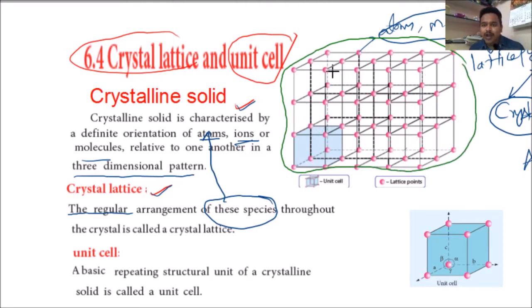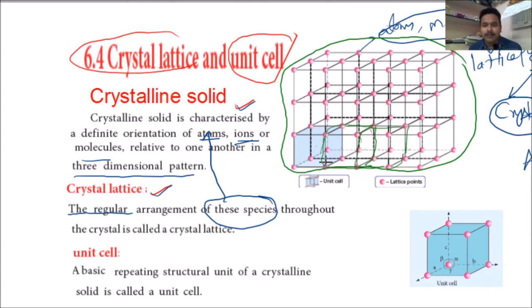You can observe here that many cubes are there. This is a very big cube, and that very big cube is a combination of the repeating unit of small cubes. See here, this is one cube, and this is one cube. So many cubes are there: first layer cubes, second layer cubes, and third layer cubes. So this cube is repeatedly arranged in a three-dimensional pattern.